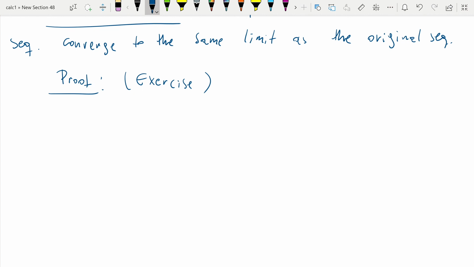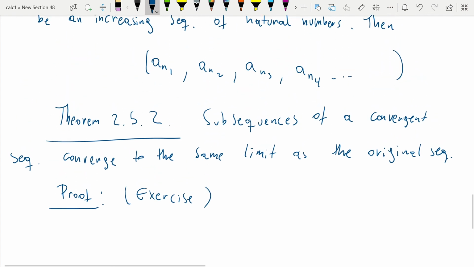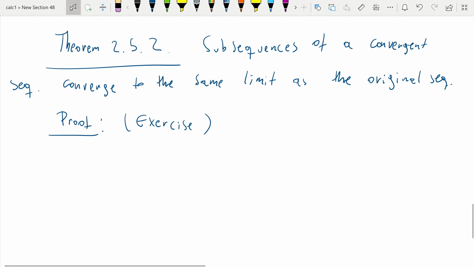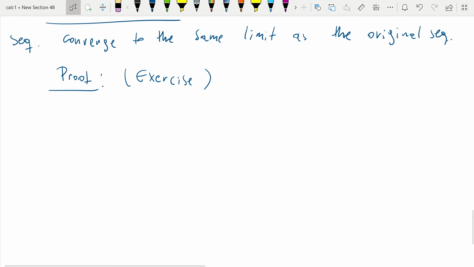Okay, so then there are other exercises that I want you to go over. Later on I'll point out some examples. But for now, the important thing to keep in mind, which is very useful for proofs, is that if you have a subsequence of a converging sequence, it must converge, and it must converge to the same limit as the original sequence.